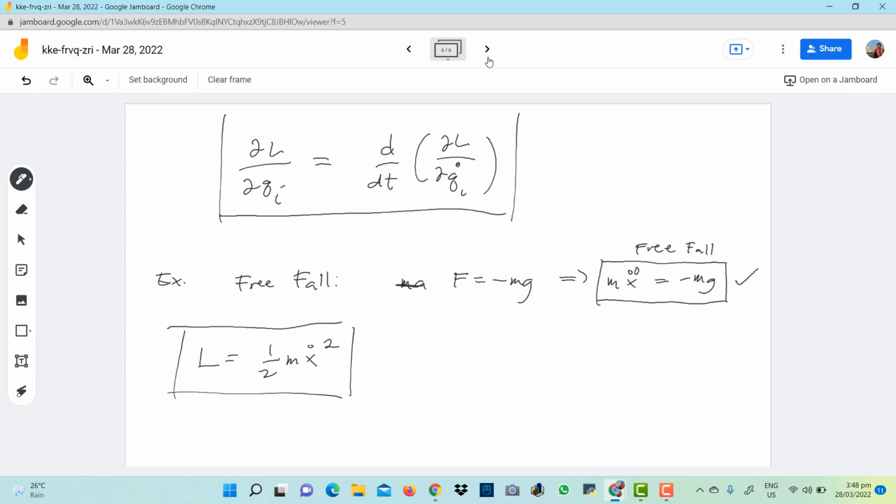Or if you use y, so it's okay, no? For vertical position, you can use y, but in this case, I will just use x. Any generalized coordinate lang po akong gamiton. So the qi here is x, while the qi dot is x dot. Okay? If you use y, then it's okay. But the Lagrangian for free fall is just this 1/2 m x dot square.